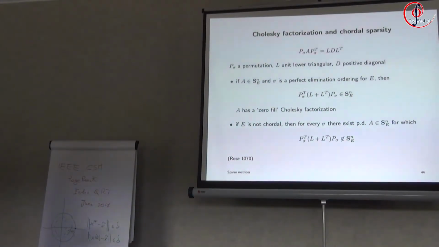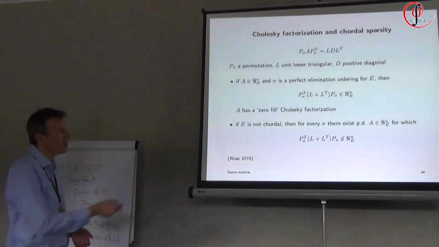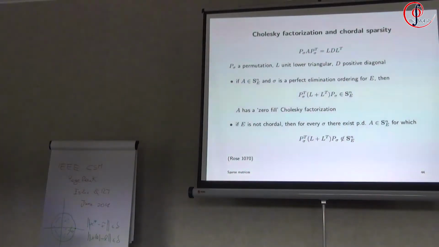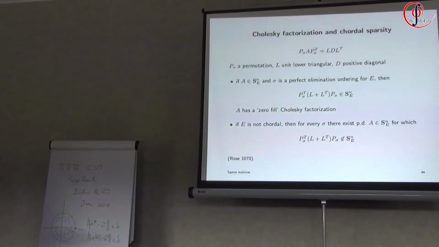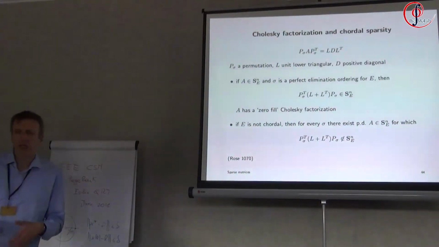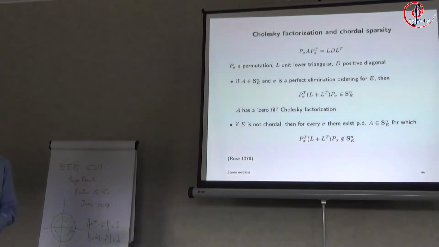And you can actually show that if a sparsity pattern is not chordal, then you can find positive definite matrices with that sparsity pattern for which every Cholesky factorization with any ordering has some fill. So that's another very practical characterization of chordal graphs, or chordal sparsity patterns. They're exactly the sparsity patterns for which you can factor a positive definite matrix with zero fill. For example, a banded sparsity pattern is a chordal sparsity pattern, because you can factor a banded matrix to get a lower triangular matrix with the same banded structure.